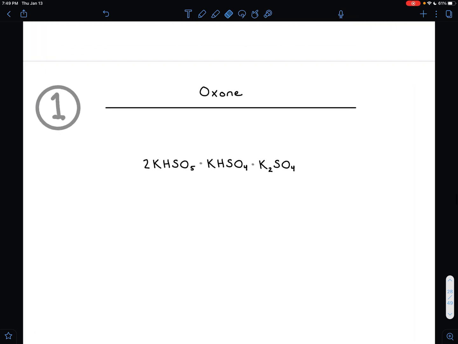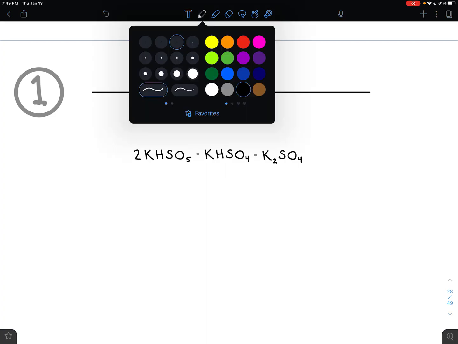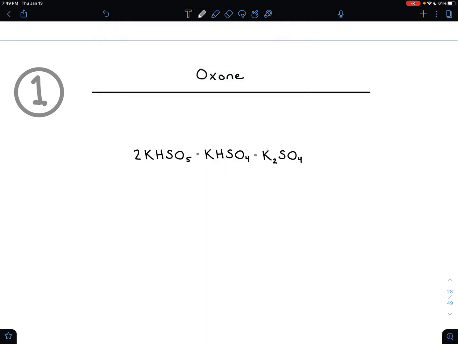The first thing we have to understand is what oxone is. Oxone is 3 separate compounds that are sticking together. When compounds stick together rather than bonding together, they're represented by these dots. So those dots are representing 3 different compounds that are not bonding together but are rather sticking to each other in crystals.